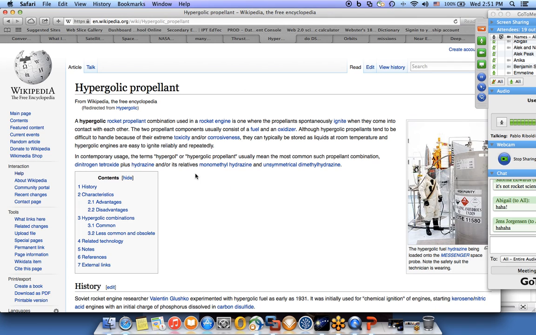Here is an article on the hypergolic propellant, or the hypergols. These are very interesting propellants because they do not need an ignition system. These are propellants that spontaneously ignite when they come in contact with each other.